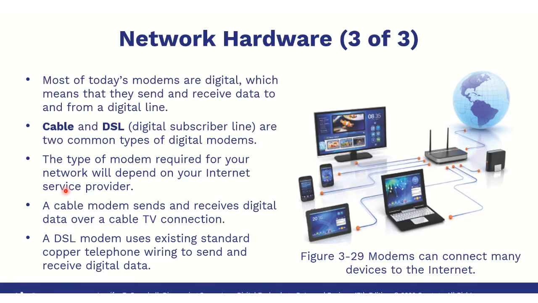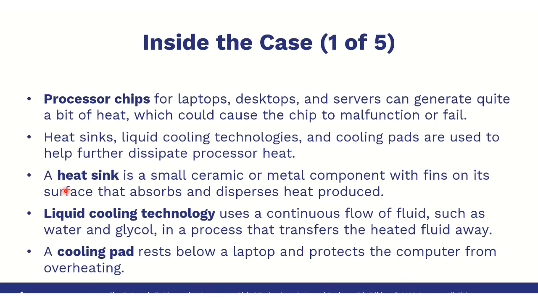Most of today's modems are digital, which means that they send and receive data to and from a digital line. Cable and DSL are two common types of digital modems. The type of modem required for your network will depend on your internet service provider. A cable modem sends and receives digital data over a cable TV connection. A DSL modem uses existing standard copper telephone wiring to send and receive digital data.